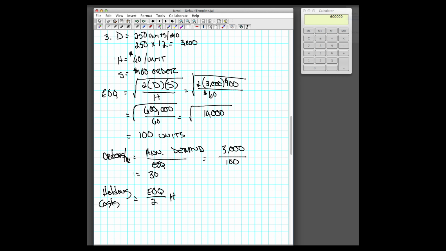So we can take a look at this very simply by taking our economic order quantity, which we determined was 100 units, giving us an average holding period by dividing it by 2, and multiplying that by the holding cost, which was given in the problem as $60 per unit. That's going to be, on average, 50 units in inventory at any particular point in time, times that $60 per unit, which means on an annual basis, we're going to incur $3,000 to hold inventory, annual holding costs.